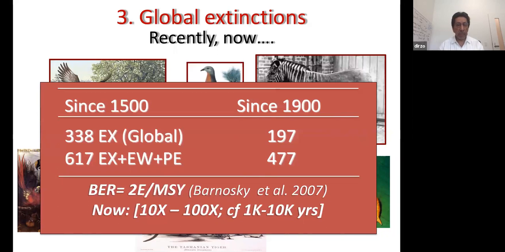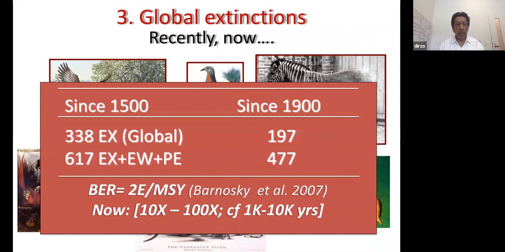That leads me to discuss with you the comment that I have below the table there, BER, which shows the background extinction rate. In this case, calculated by Professor Tony Barnosky from Stanford, to be in the order of 2 extinctions per million species per year. The important thing about this number for comparison is that if you look at the numbers that I just discussed with you in this table, those numbers of 338 or 197, those numbers actually are much, much greater than the background extinction rates that we know have been revised recently by Professor Barnosky.